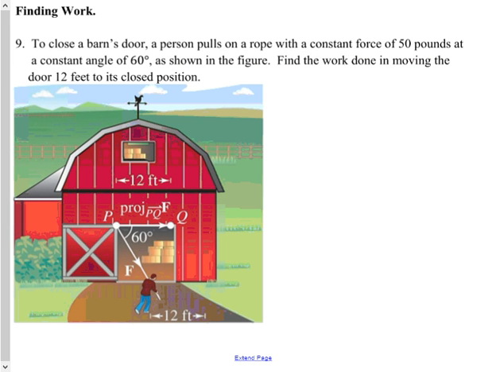So what does it look like in a problem? To close the barn door, a person pulls on a rope with a constant force F of 50 pounds at a constant angle of 60 degrees, there's our angle, as shown in the figure. Find the work done in moving the door 12 feet. There's PQ. So we're just going to insert those numbers into cosine of theta, 60 degrees, times 50.